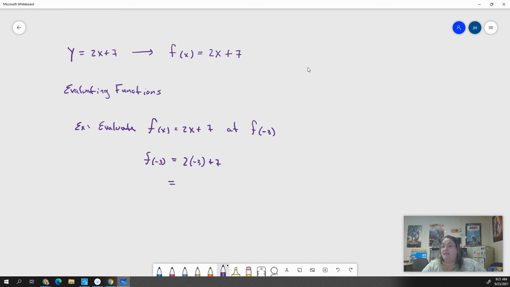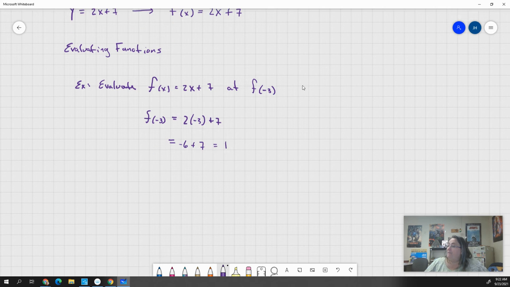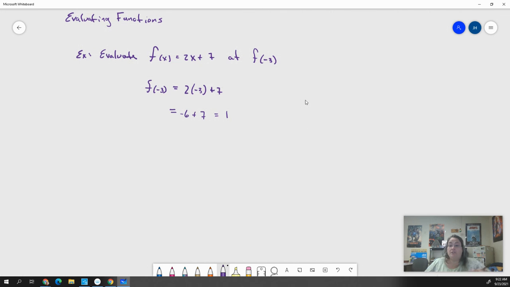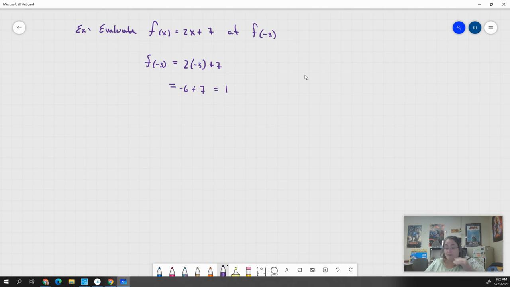Most people mess up when they're evaluating functions by losing track of that stuff. 2 times -3 is 6. Sorry, it's -6 plus 7, which is just 1, right? And so all of your homework today is going to deal with evaluating functions. So we're going to do a couple of them, right?